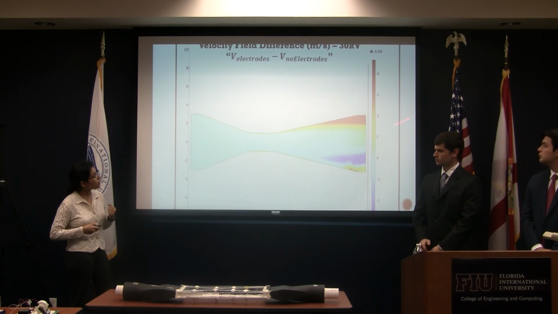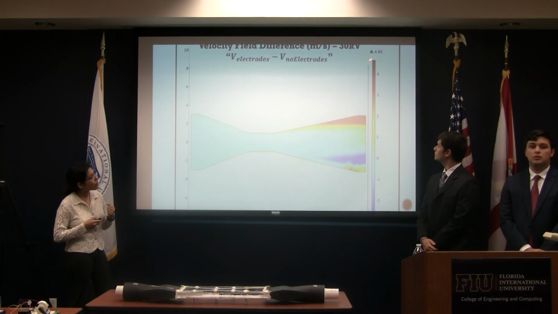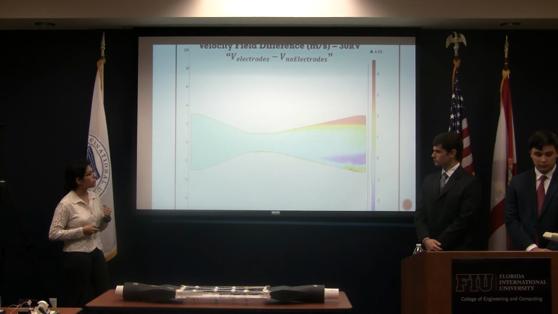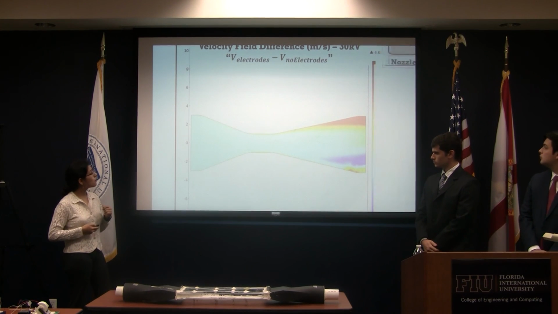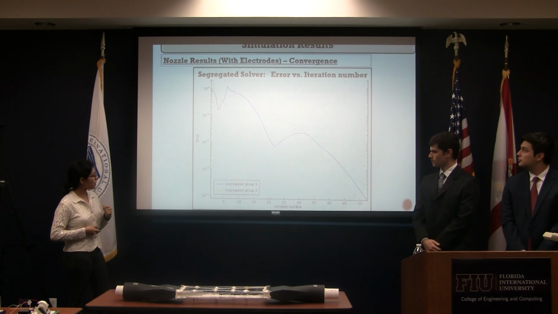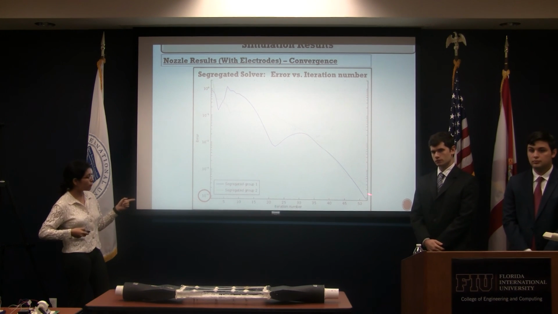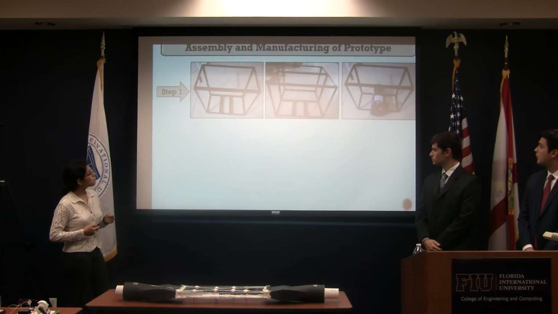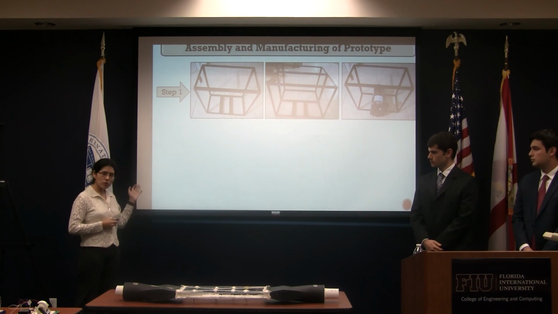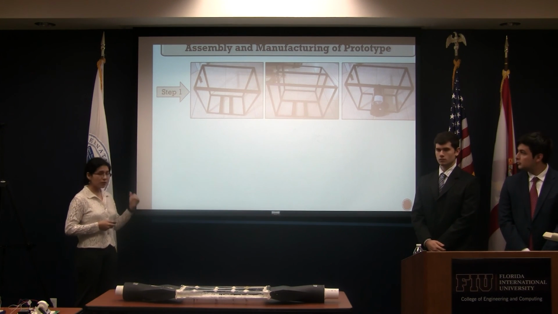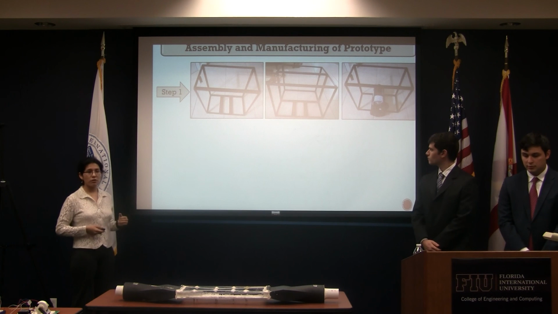So you can see here how we have about 4.65 meters per second velocity difference when reattachment occurs. Here is our convergence graph. And you can see that we have an error of about 10 to the negative 4. So now, with these results, we proceeded to our manufacturing and prototyping. So now Sami is going to tell you more about that.